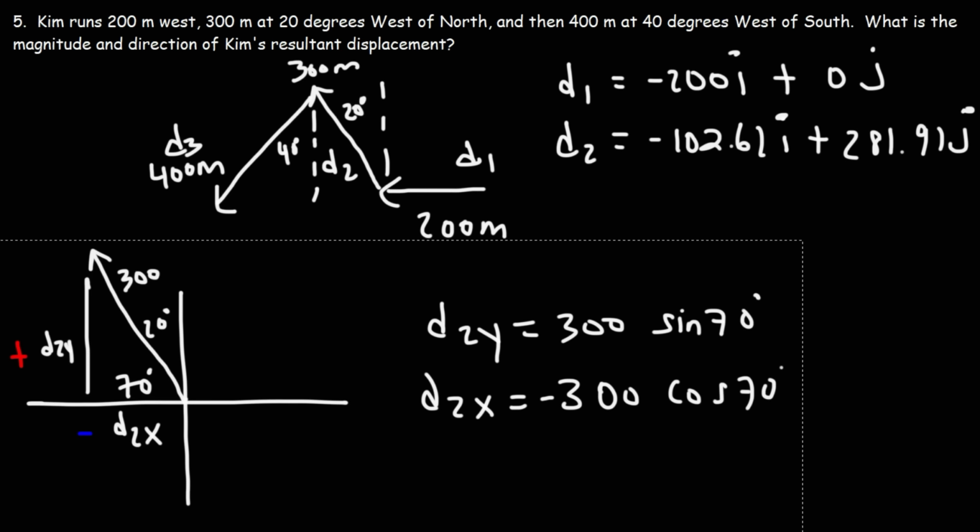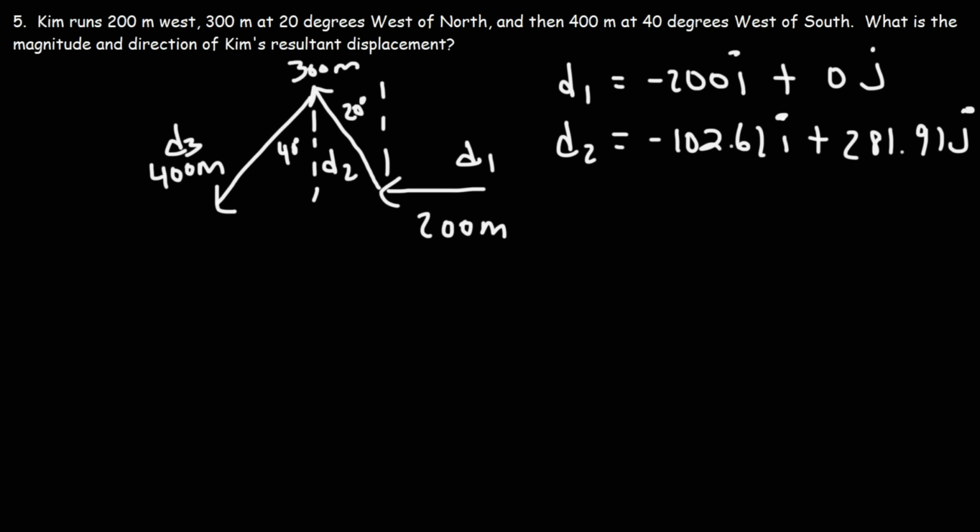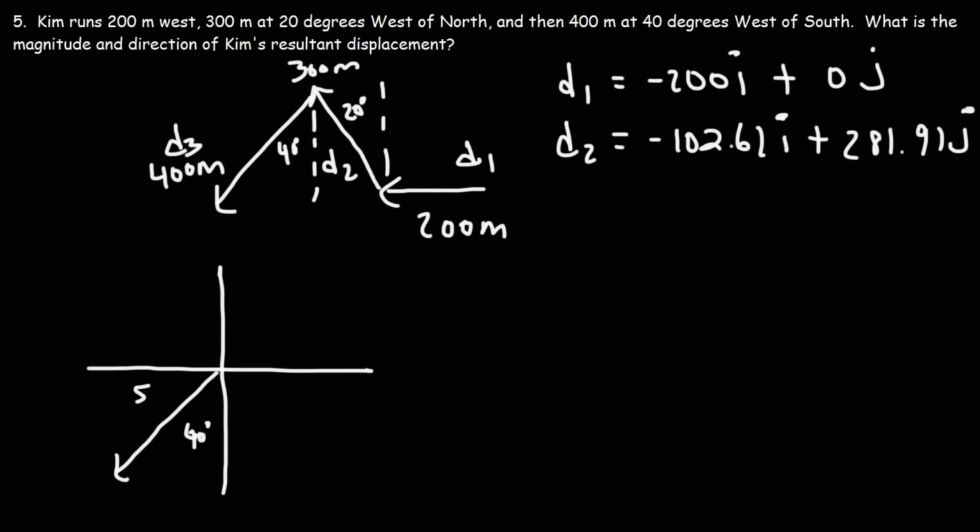Now let's focus on the third vector. So it's moving towards quadrant 3. The angle between the vector and the y-axis is 40. So the angle between the vector and the x-axis is 50. Those two complementary angles have to add up to 90.